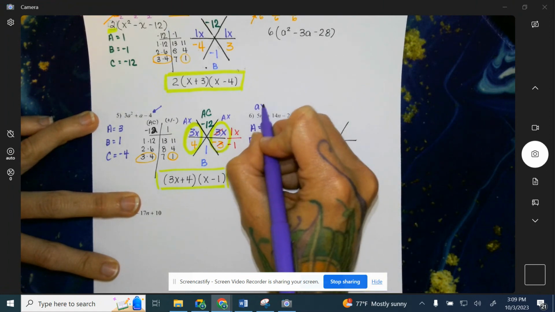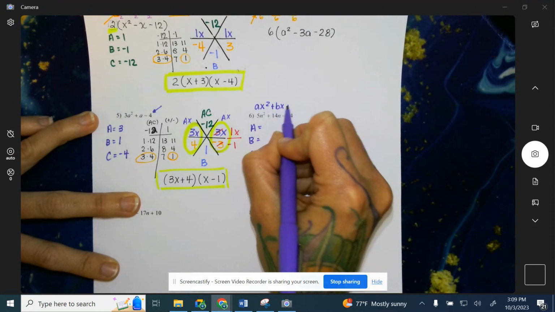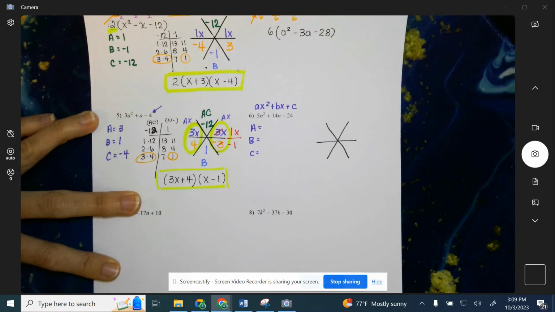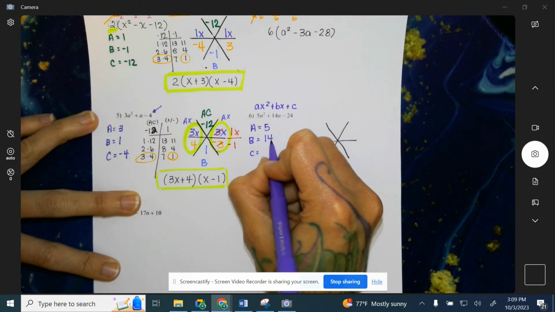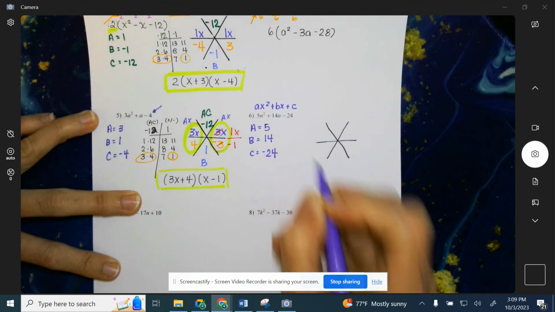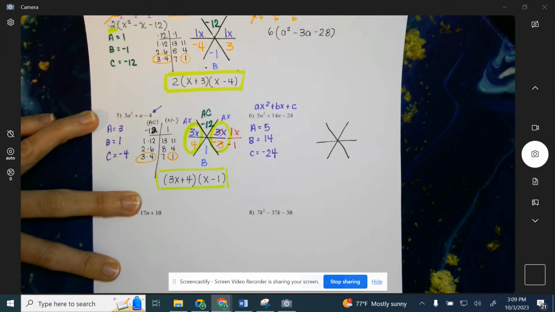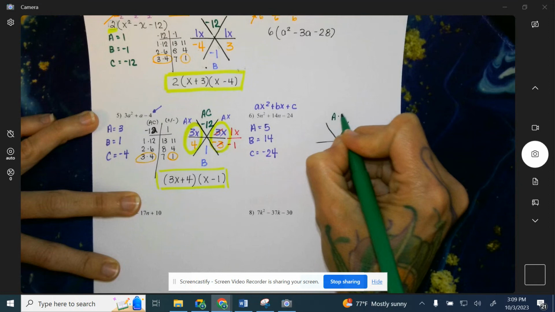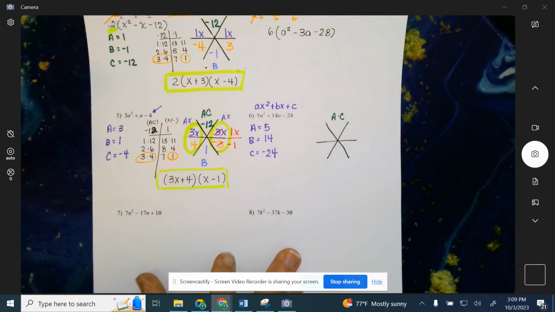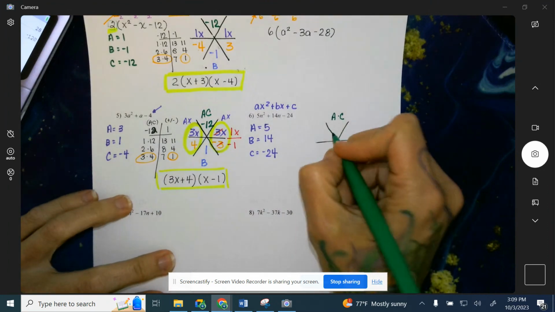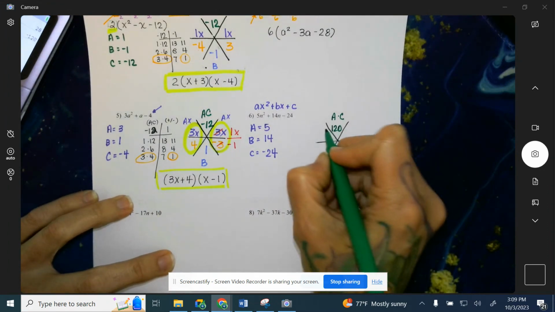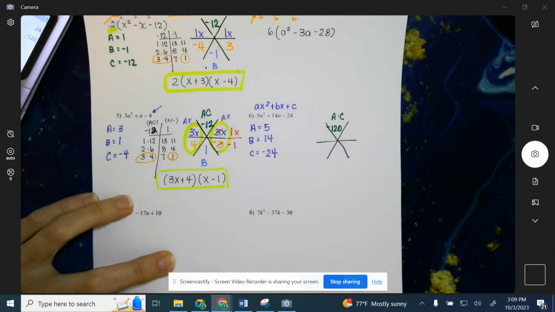Remember, again, that's ax squared plus bx plus c, and that's where we're getting that A, B, and C from. A is going to be 5 in this case, B is a positive 14, and C is a negative 24. A times C goes on the top. So 5 times a negative 24. This is those ugly numbers that I was talking about, which would be helpful to have a calculator maybe. Just going to take a little longer. It's going to give me a negative 120.